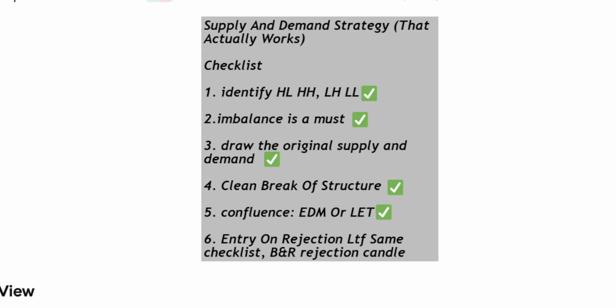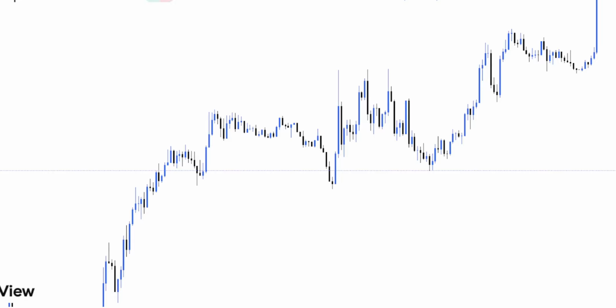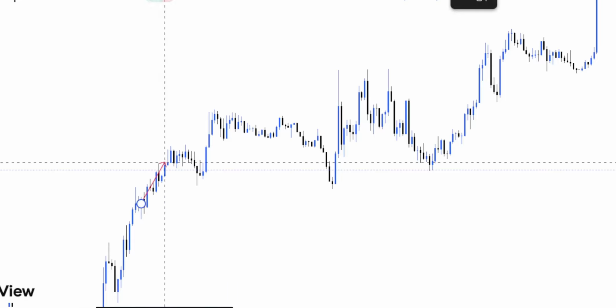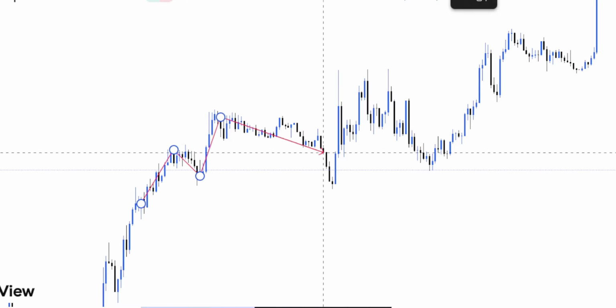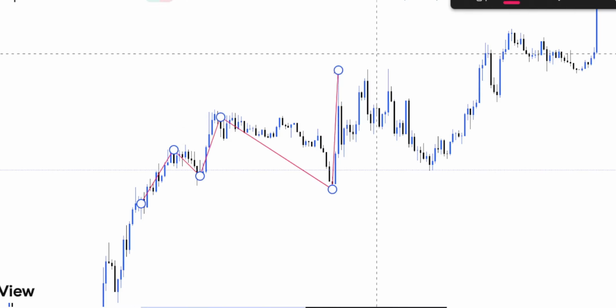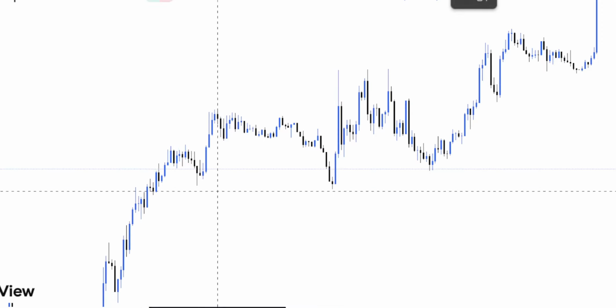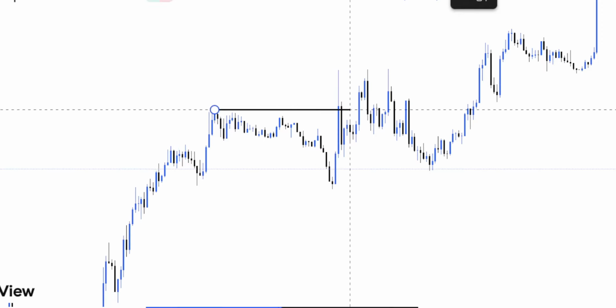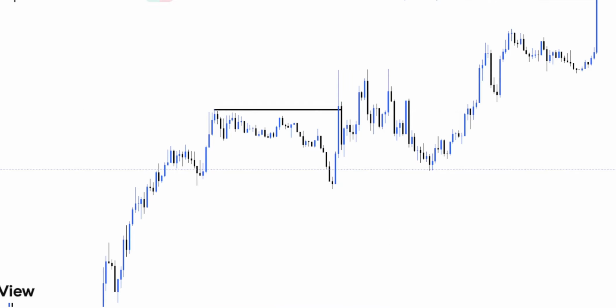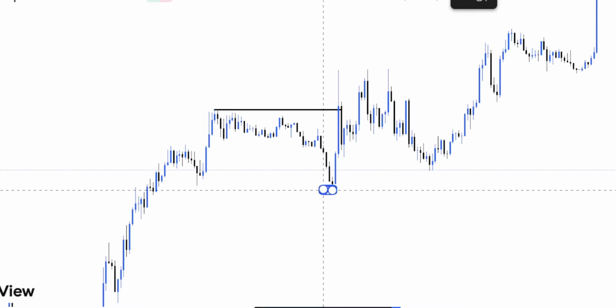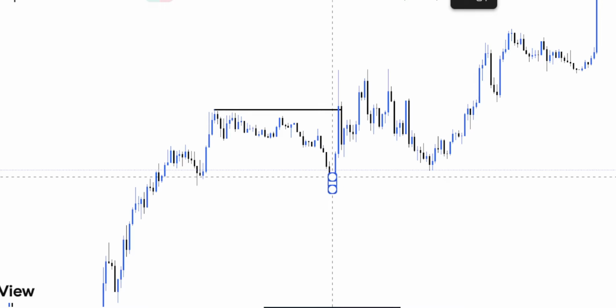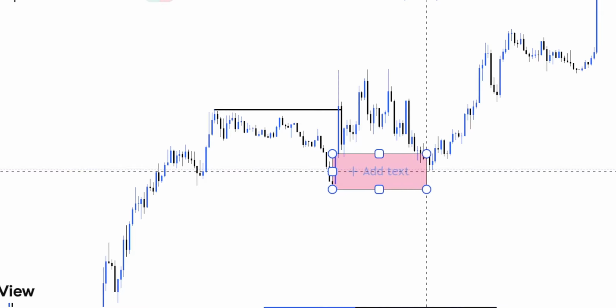We have covered the necessary checklist for supply and demand that actually works. Now let's look at a chart example. Okay, price here is making higher high, higher low, higher high, higher low. We have another higher high here. This is our break of structure. The recent high was broken here. We have our imbalance here. This is our demand. Let's mark it from below and mark the first bullish candle extended.